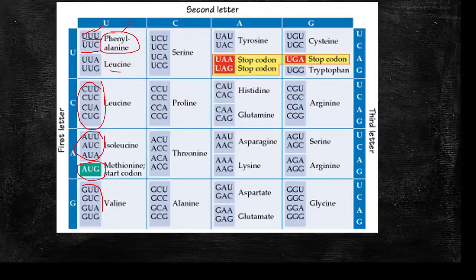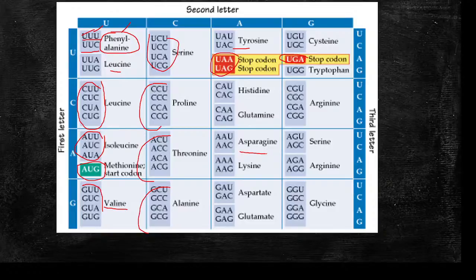GUU, GUC, GUA, GUG code for valine, and these 3 codons code for serine. These 4 codons code for proline, these for threonine, these for alanine, and these 2 for tyrosine. And UAA and UAG are nonsense codons, that is, stop codons. Similarly UGA is a stop codon. Similarly, there are other codons that code for specific amino acids.